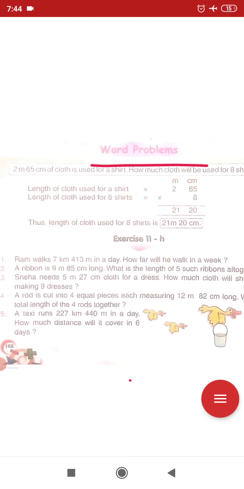And what will be the distance walked by Ram in 1 week? That means we should multiply the distance by 7. Okay, so this is the procedure. Now we can find the calculation. The product will be the answer. Let's start multiplying from the meter column. 413 meter by 7. 7 3s are 21.